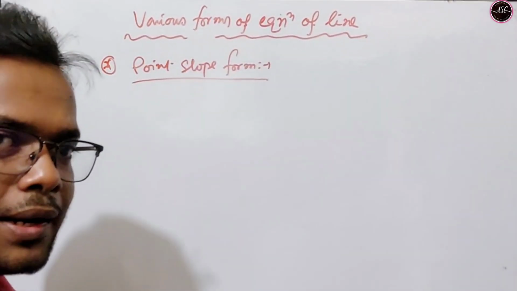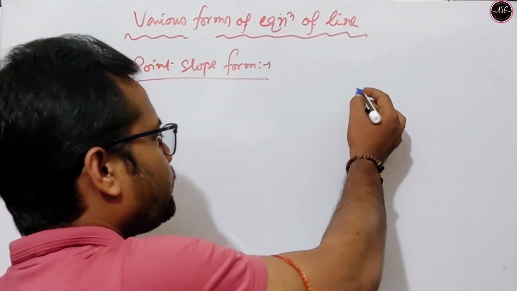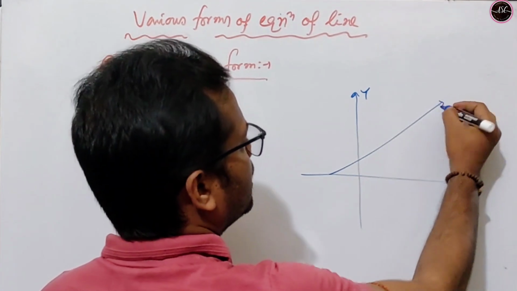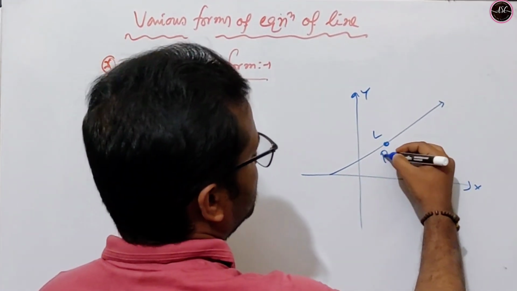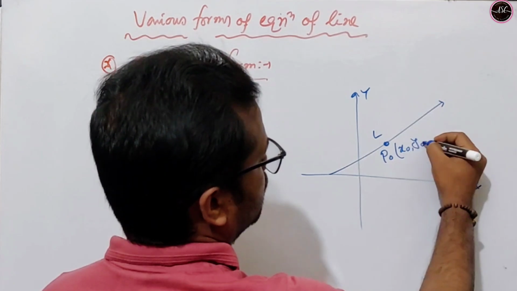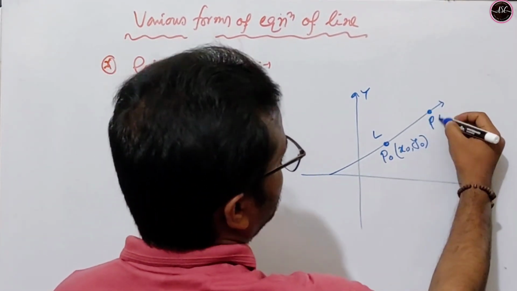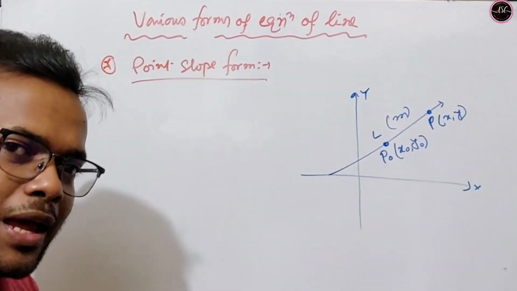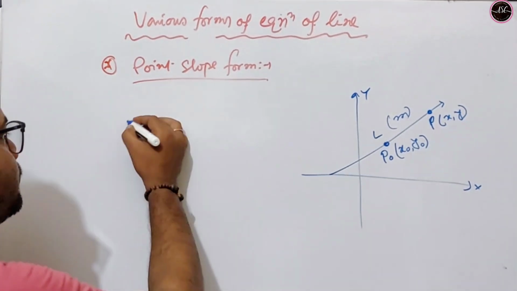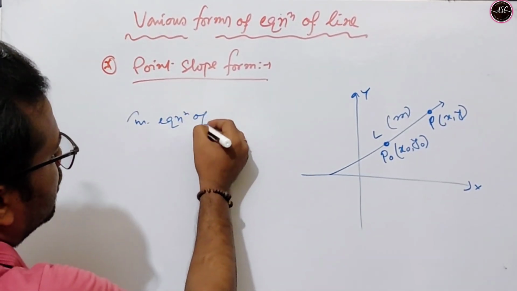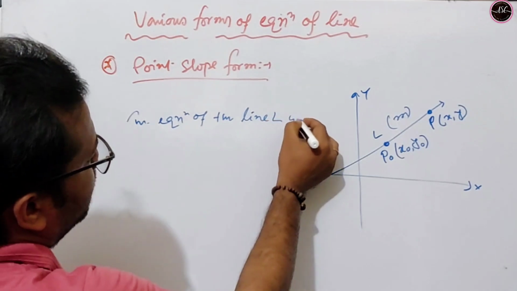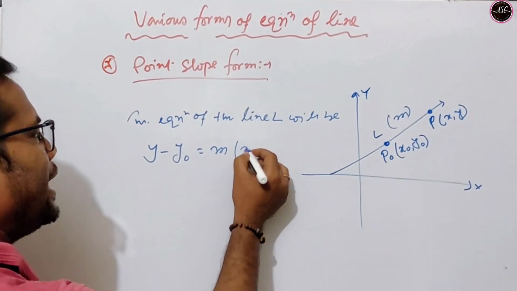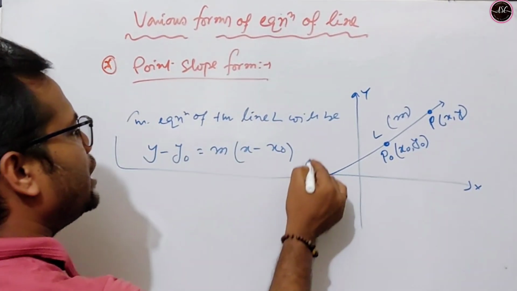Now we will learn about the point slope form. What is the point slope form? Let this be an xy plane, x, this is y, and a line. This is line L, and here P0 is a fixed point x0, y0, and here is an arbitrary point P whose coordinate is x, y. And the slope of this line is m. Then the equation of the line L will be y minus y0 equal to m into x minus x0. This should be remembered.